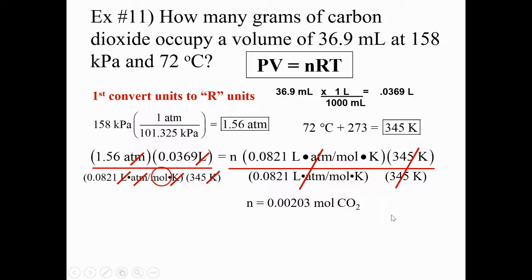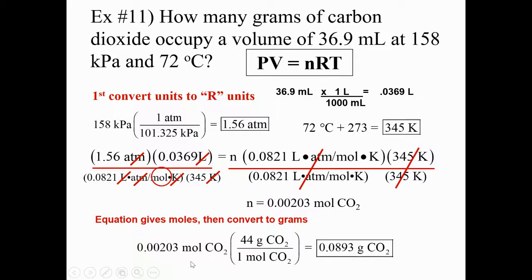0.00203 moles of CO2. But I didn't ask you for moles, I asked you for grams. You can't solve for grams directly. You use the equation to solve for moles, and then convert to grams using molar mass, as we have done many times before. So I take my moles of CO2, my molar mass, I add together the mass of 1 carbon, 2 oxygens, 44 grams per 1 mole. So 0.00203 times 44 equals 0.08931 grams of CO2.